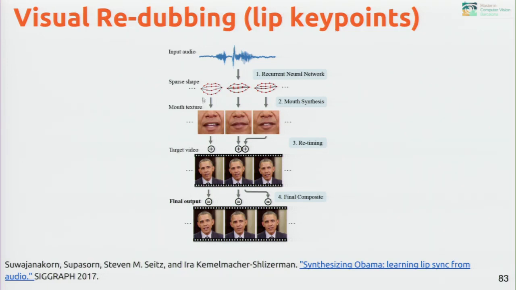So what they are doing is predicting the shape of some synthetic lips. They are predicting with a recurrent neural network, and then they do some graphics post-processing, okay? So in the previous ones, the neural network was really generating the final output. In this one, they are generating the animation of the lips.